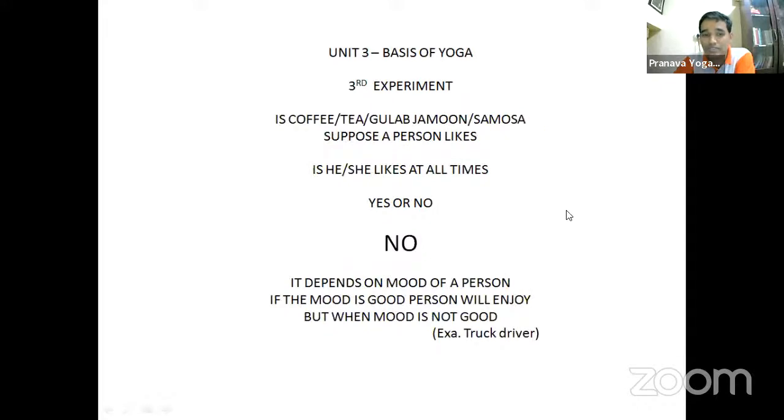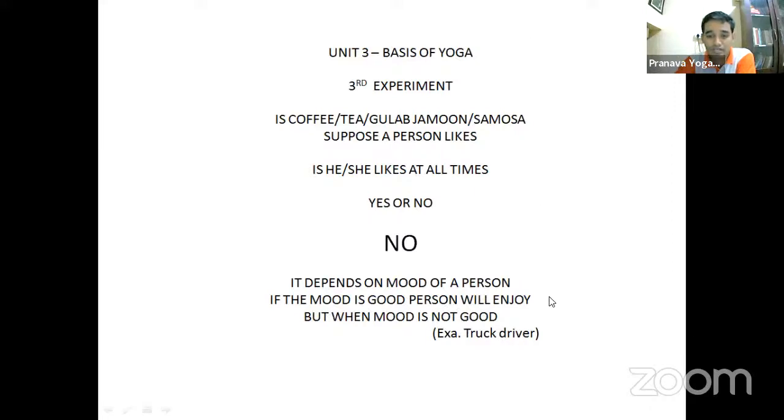Third experiment: if a person likes coffee, tea, gulab jamun, samosa, does he or she like it at all times? For example, it depends on the mood of a person. If the mood is good, the person will enjoy. But when the mood is not good, he will not enjoy.